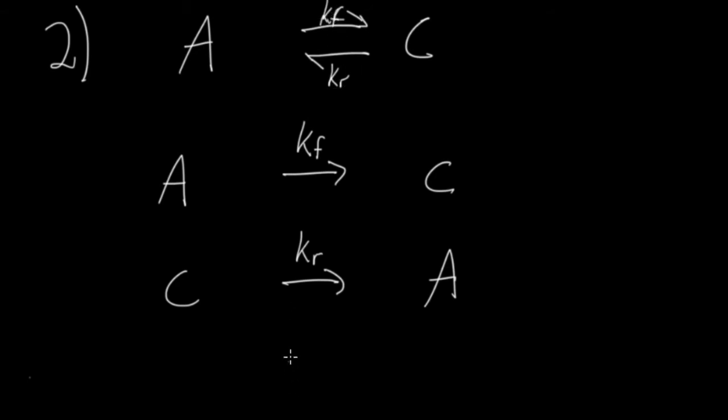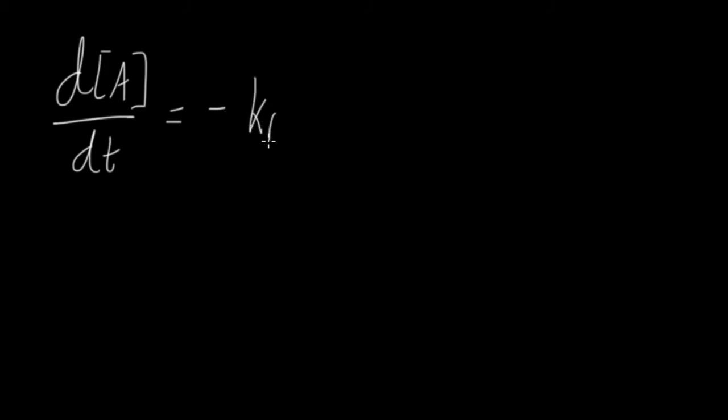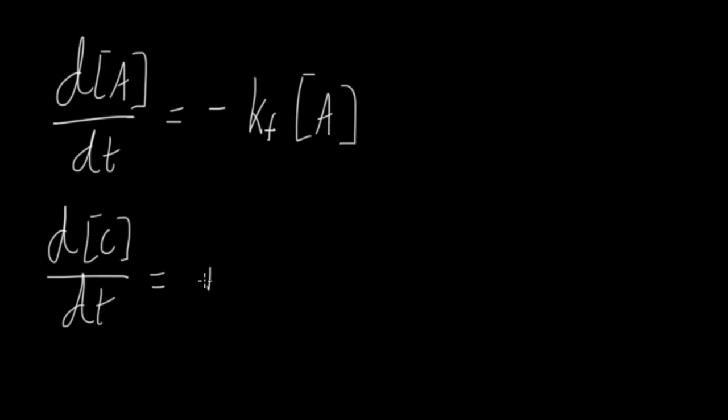Now we can use the exact same model we produced in the first example and combine the two. So for the first reaction, A goes to C, we'll have the total ODEs dA by dt equals minus kf times A, and likewise dC by dt is positive kf multiplied by A. In the forward reaction, A is being used up, so it's negative, and C is being produced, so it's positive.